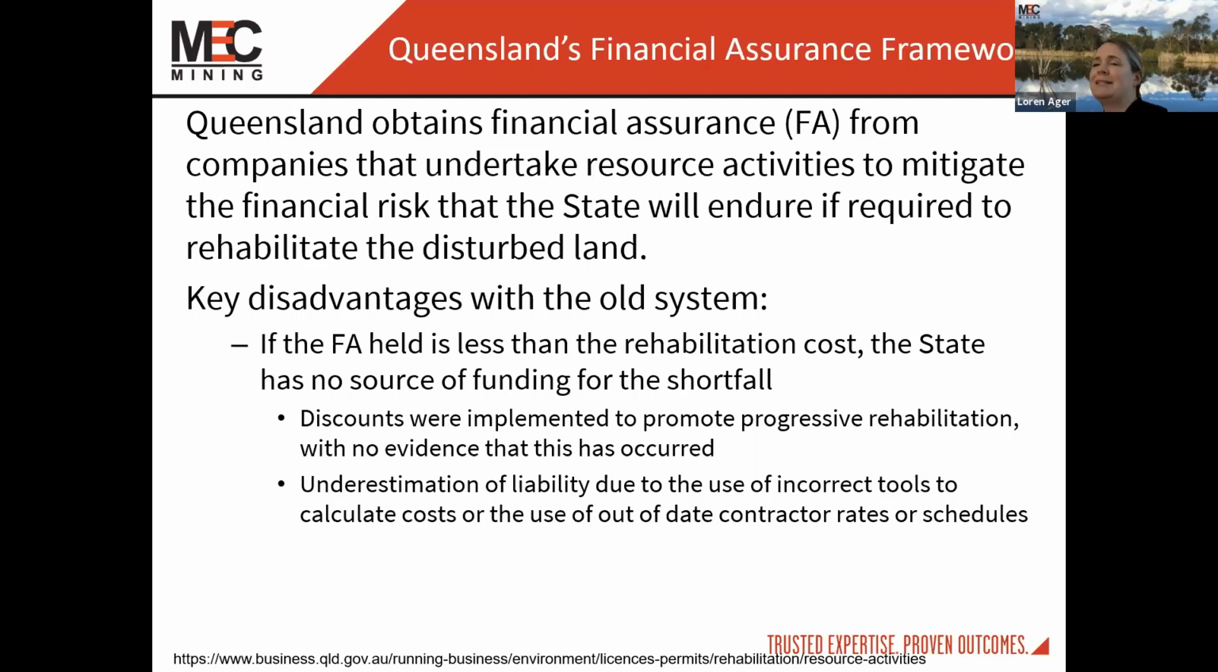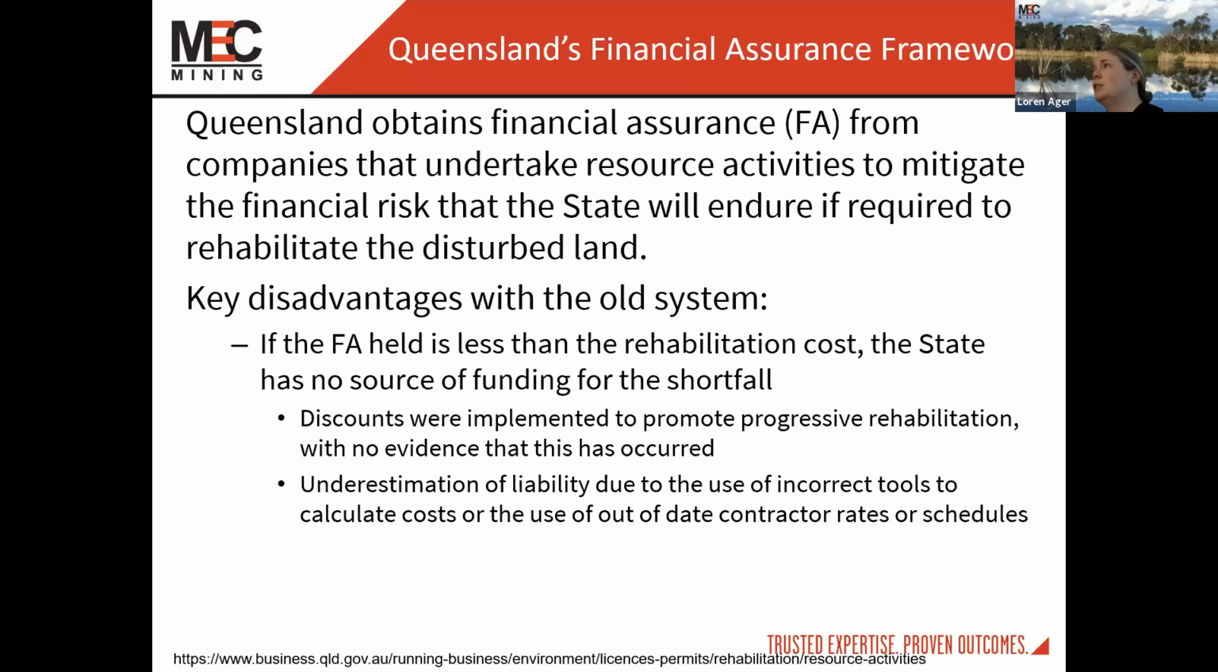Discounts reduced the surety held by the government by about $1.2 billion, which is a significant amount for the state. I guess we also talked about the underestimation of liability due to the incorrect tools. And the focus with that was, where are you going to get that money if you couldn't actually pay for that rehabilitation? So this now brought into focus the idea that mine operators are going to have to find that money for themselves, as opposed to asking the government to cover them for it.